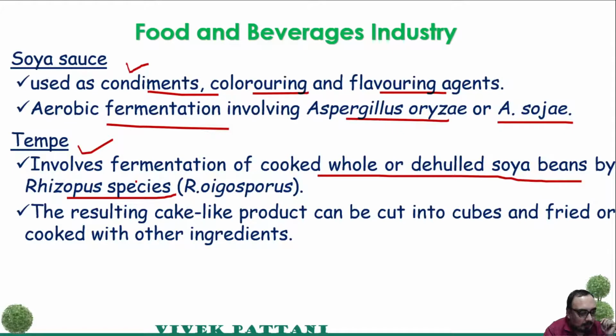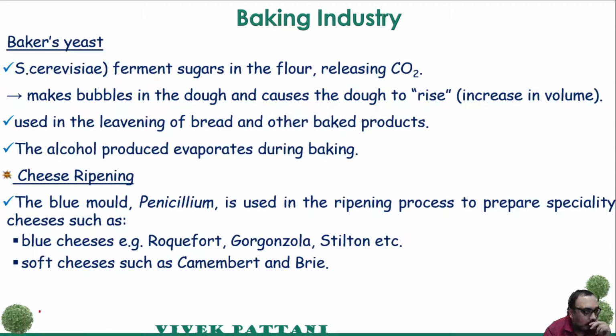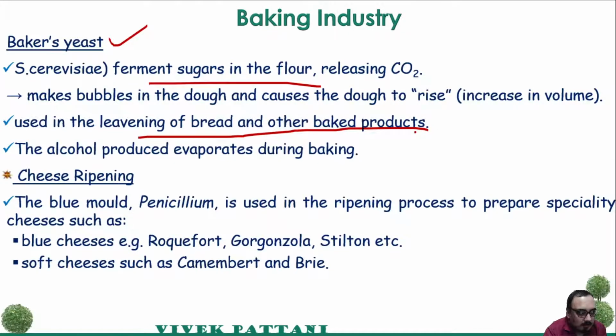Which results in a cake-like product that can be cut into cubes and fried or even cooked with other ingredients. Now, as you all know, in the baking industry, baker's yeast is used, which ferments sugars in the flour, releasing carbon dioxide and making bubbles in the dough, causing the dough to rise, and it is used in the leavening of bread and other baked processes. Alcohol is also produced during this fermentation of bread, but it evaporates during the process of baking.